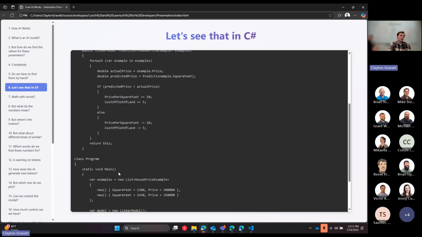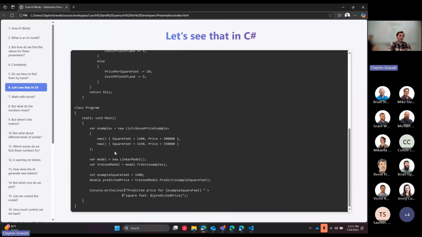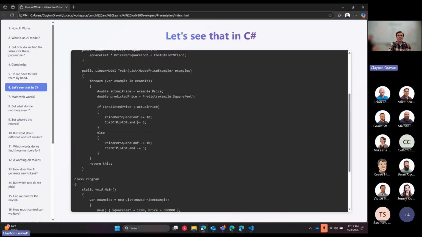And so our program running this, hopefully we've defined more than 2 examples here, but we have our array of examples of these house prices, and we can make our model, and we can pass in our examples to train it, and then it'll return a trained model for us. So this isn't a very smart loop here. There's definitely room for improvement.